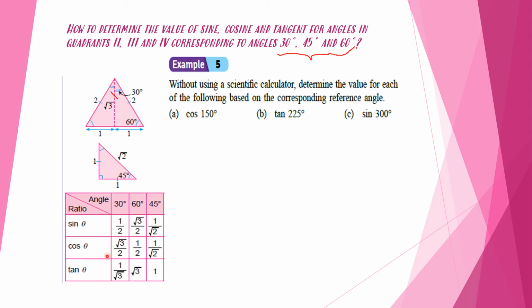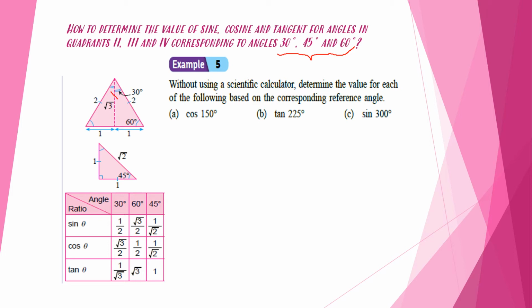Cos theta is equal to adjacent over hypotenuse. So cos 30 is equal to adjacent here is √3, hypotenuse is 2, so it's √3/2. Tangent theta, for tangent when theta is equal to 30, tangent 30 is equal to 1 over root 3, opposite over adjacent.